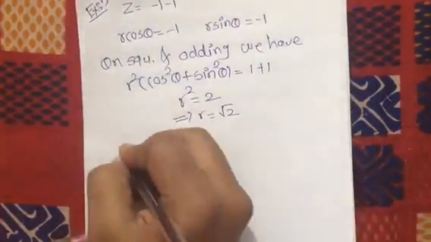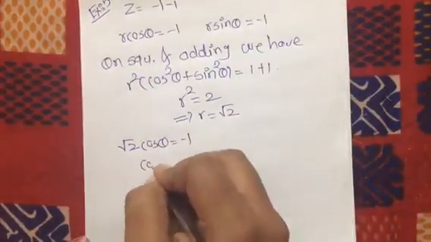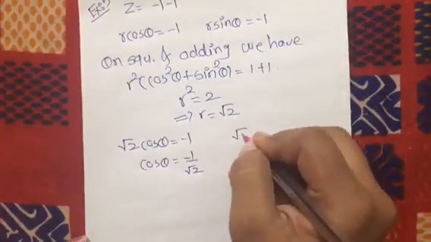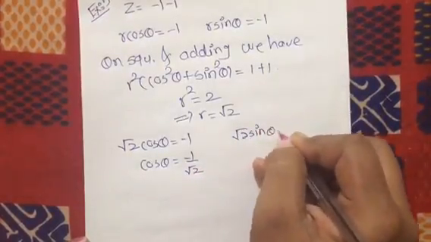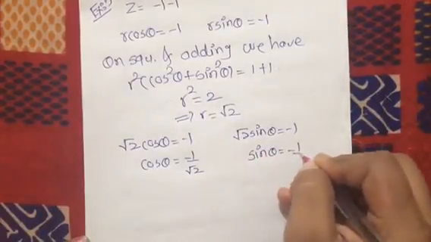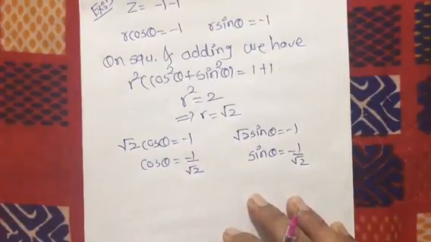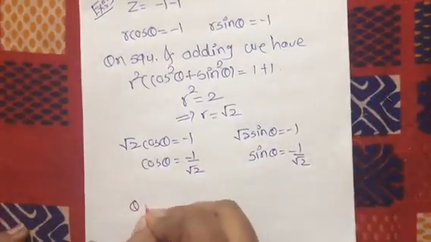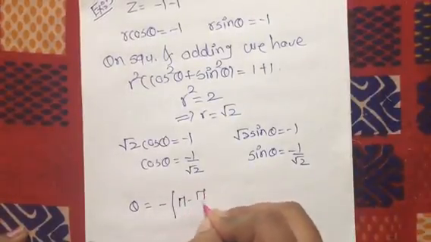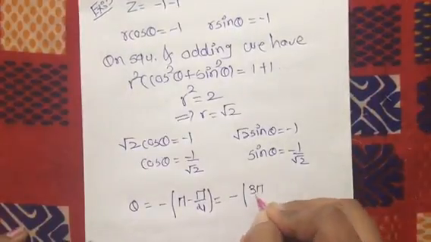So root 2 cos theta is equal to minus 1. Cos theta is equal to minus 1 upon root 2. Root 2 sin theta is equal to minus 1, so sin theta is equal to minus 1 upon root 2. So here theta is in the third quadrant. So theta is in the third quadrant, so what will it be? Minus of pi minus pi by 4, so this is minus of 3 pi by 4.